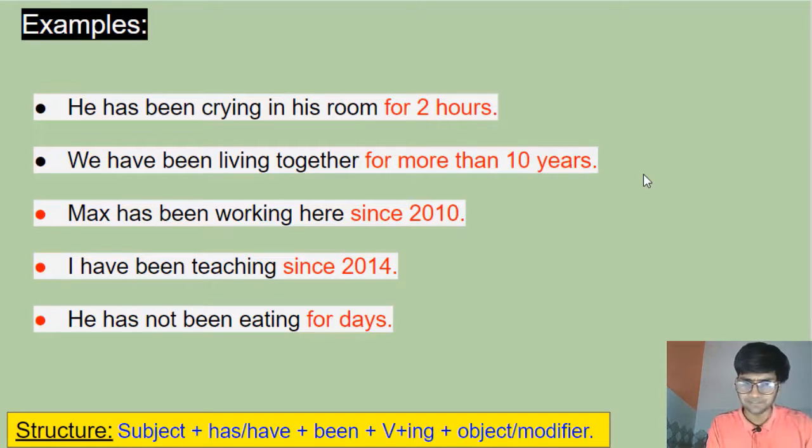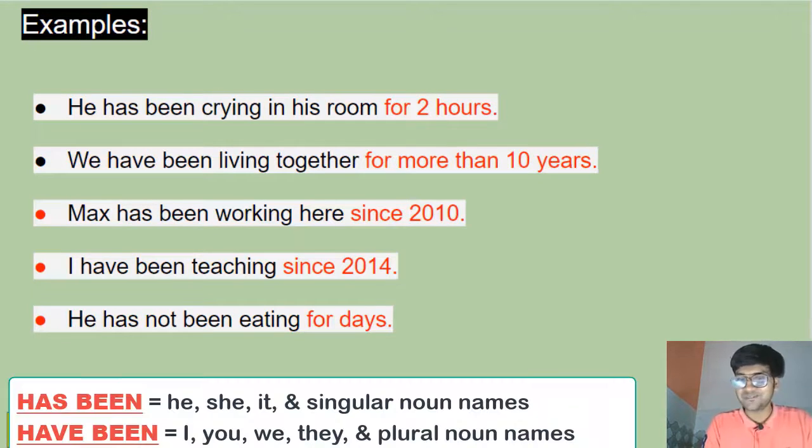Let me show you some examples and make you understand, guys. It is very, very simple. Let's look at the structure first. First comes the subject, followed by has been or have been, followed by the verb in the progressive form, which is V plus ing, followed by the object or modifier. Now let's understand when to use has been and have been. Has been is used with a singular subject, that is third person pronoun he, she, it, and all the singular noun names, right? And have been is used with a plural subject, that is I, you, we, they. I have been, you have been, they have been, all the plural noun names like teachers, students, dancers, friends, right? So that's how we use has been and have been.